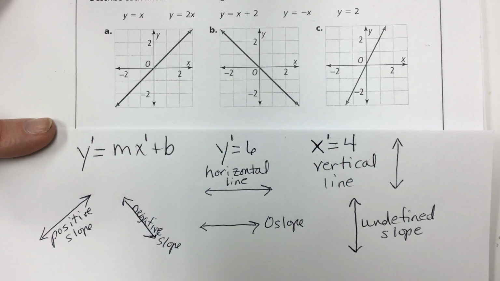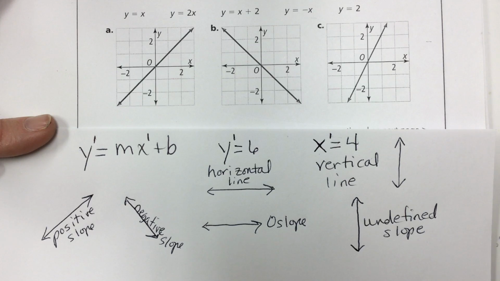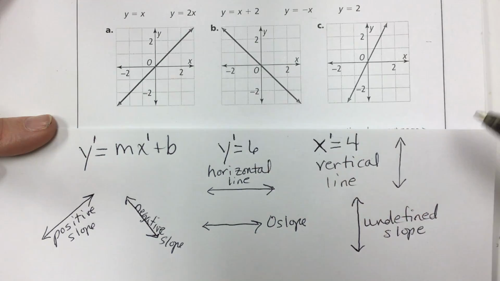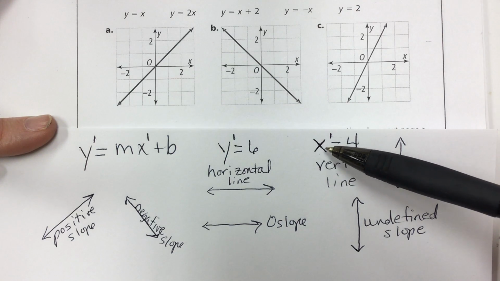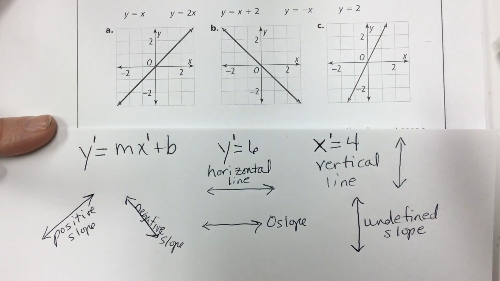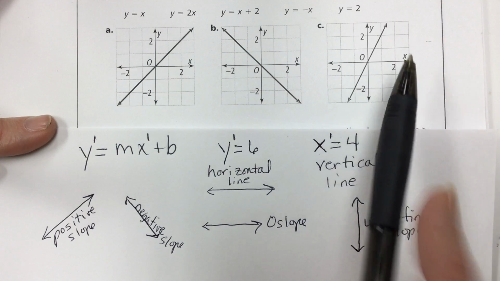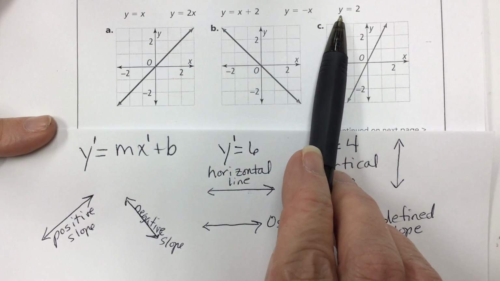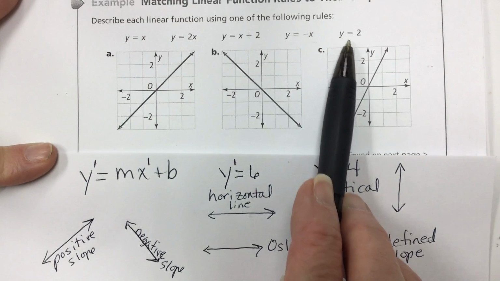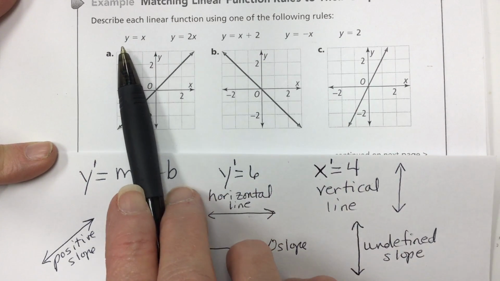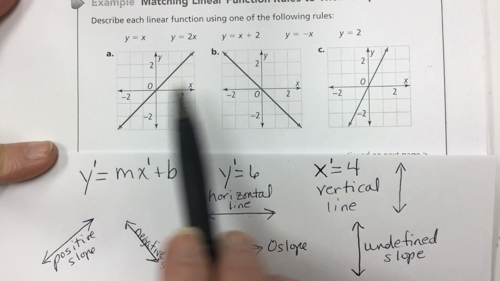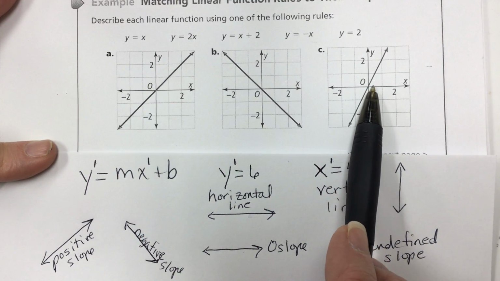Okay? So, I don't see any vertical lines, therefore I know it's not going to be the one that just has an x only. Of these 3 lines, I don't see a horizontal line, so I know it's not going to be one with just the y only. So I know this equation is out. So it's one of the first 4 for all 3 of these.